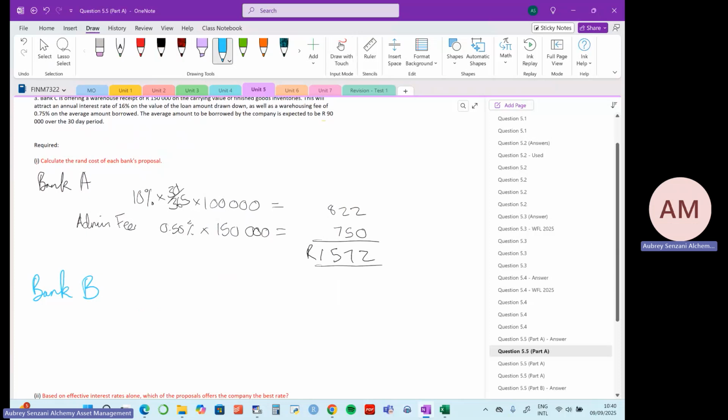Okay, so Bank B is offering the company a 30-day floating lien of 150,000 on the carrying value of inventory, attracting an interest rate of 14% per annum. Okay, so now what must happen here? Can you see we don't have any admin fee? It's literally only on what? It's only this 14% per annum.